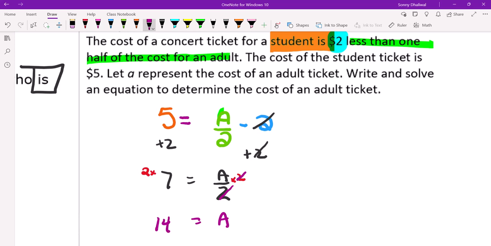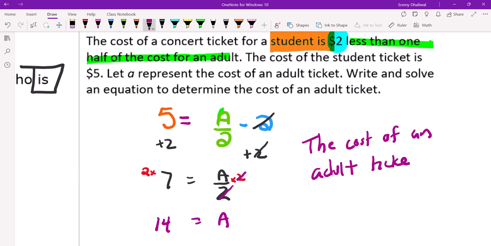And it's a word question, so we give it a little sentence. The cost of an adult ticket is $14. And that's it.